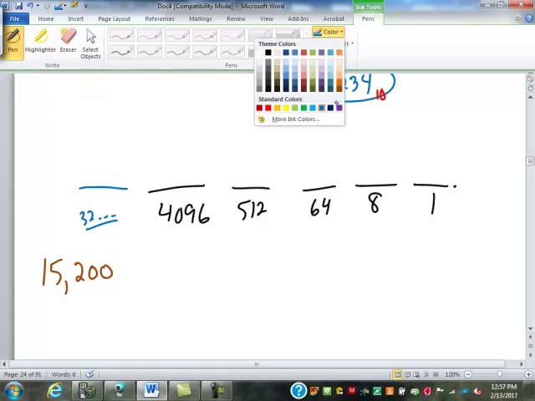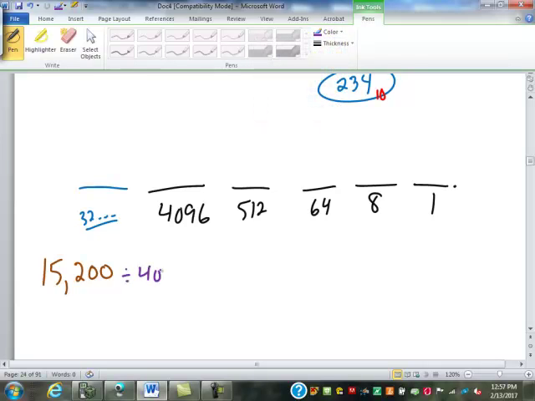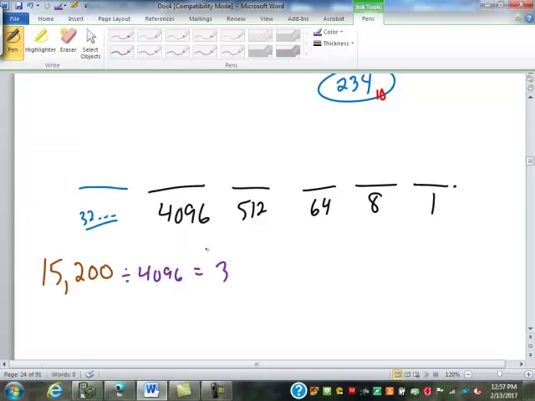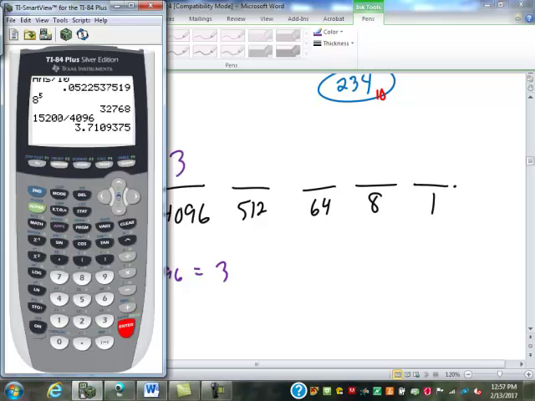So if I take 15,200 and I divide by 4,096, there you go. You get 3, yep. I'm just going to punch it in so I can show you how to keep it in the calculator here. So you got 3.7, so it is 3. So 3 goes here. Now we got to figure out how much is left over. If I subtract the 3 and multiply back by the 4,096, gives me a remainder of 2912.